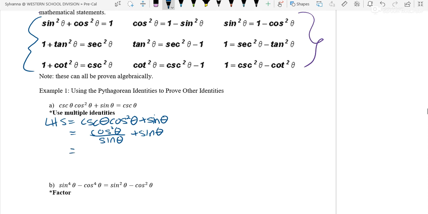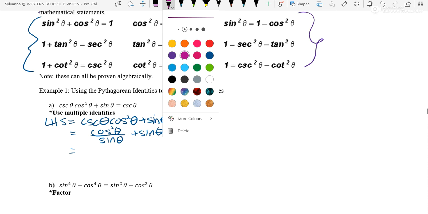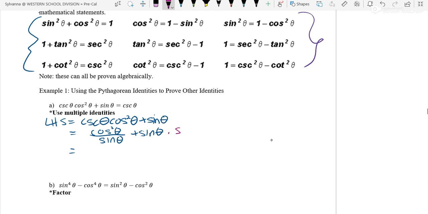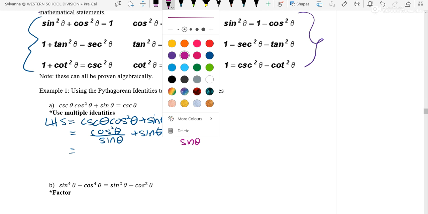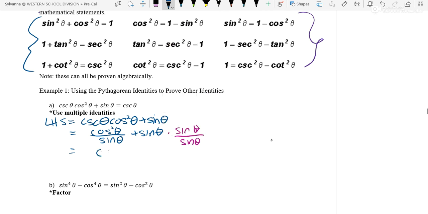And if I do that, I'm going to have to times this sine here, top and bottom. So we're going to do that. I'm just going to do sine theta over sine theta, timesing it by 1, so that I can get the same denominator. Now we have cos squared theta plus sine squared theta all over sine theta. Okay, but what is cos squared theta plus sine squared theta? You look up here, that's equal to 1.